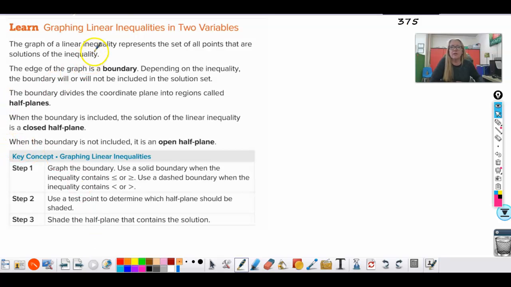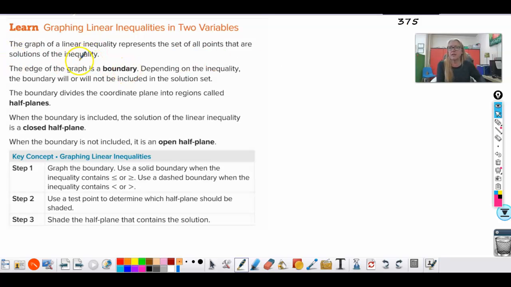The graph of a linear inequality represents a set of all points that are solutions of the inequality, okay? So when we have an inequality, there's more than one answer. If we have an equation, there's generally one answer. In an inequality, there are lots of answers. For example, x is greater than 2. Well, any number greater than 2 is a solution. So when you're graphing a linear inequality, there are also infinite numbers of points that solve the inequality. So it's a little bit different beast.